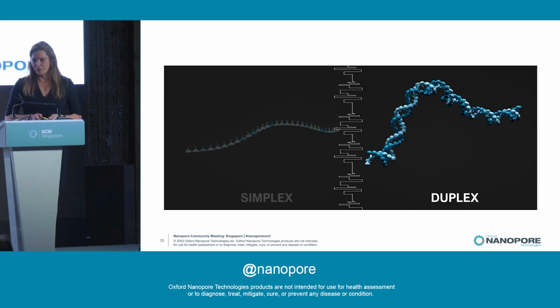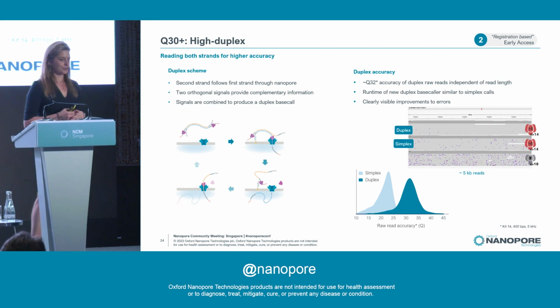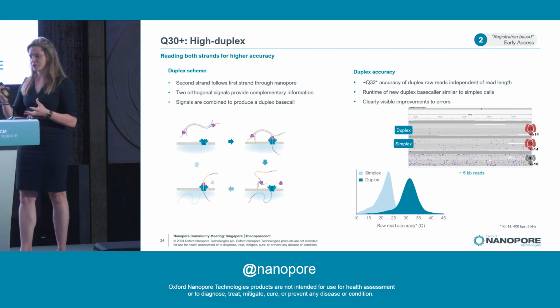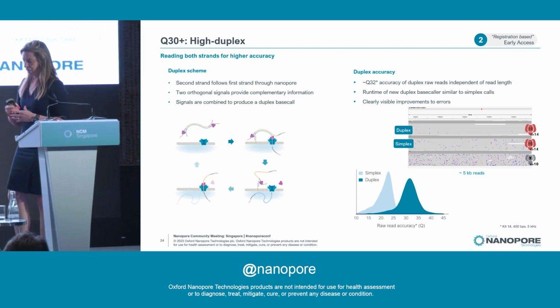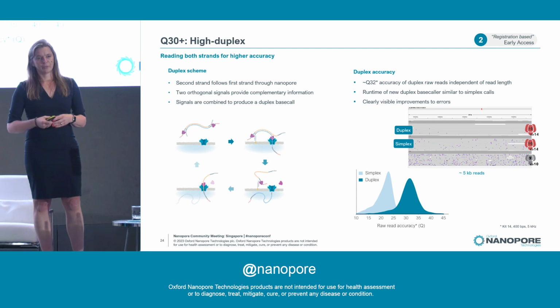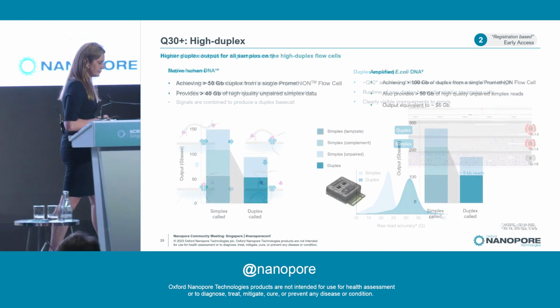So moving over to Duplex. There was a question earlier today, I think it was during JJ's talk, of how do you get Duplex. Duplex is when you sequence the template and complement strand together, and you pair them back up for higher accuracy. It produces Q20 plus accuracy. That's what you get when you sequence Duplex.